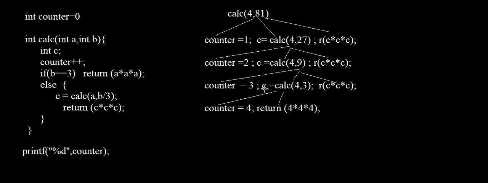Now in this case, when the counter became 3, we have C equals calc of 4, 3, and now if 3 is equal to 3, return A into A into A. Now as we have executed this code, we have incremented the counter 4 times after 0. Okay, so printf the value of counter, it would be 4.